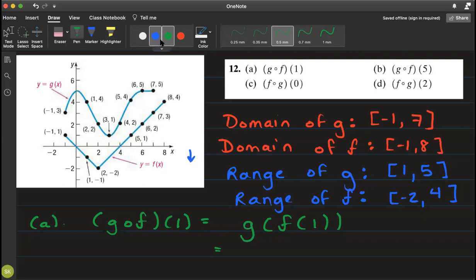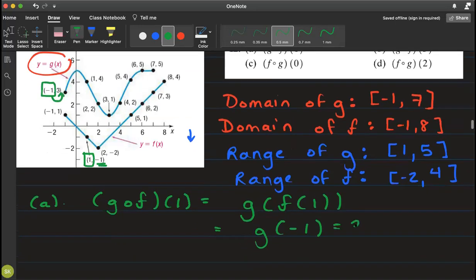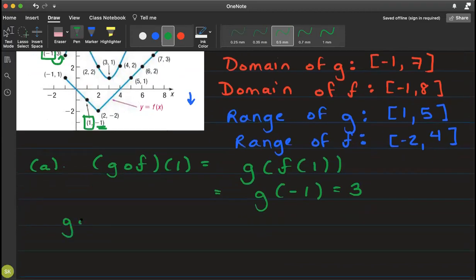So we start with f of 1. It's the same idea. This is the function f. So 1 is being sent to -1. So this is going to be g of -1 because 1 is sent to -1. So I'm crossing this out and putting -1. Now I'm going to go to the function g, which this is the function g, and I look for -1. So -1 is right here, and it's sent to 3. So that tells me g composed of f of 1 is equal to 3.